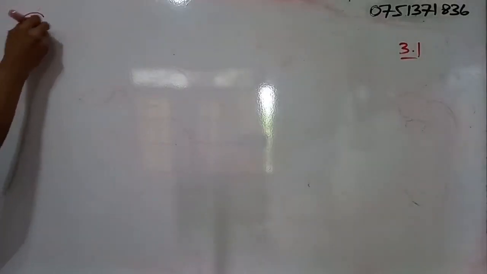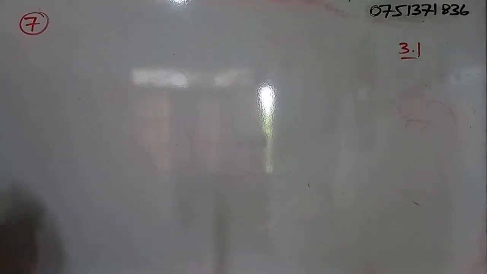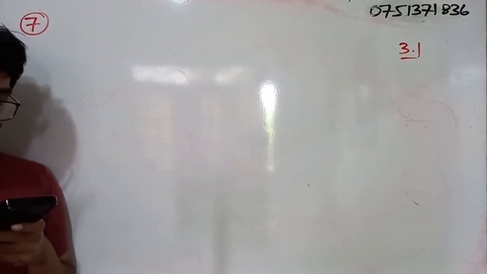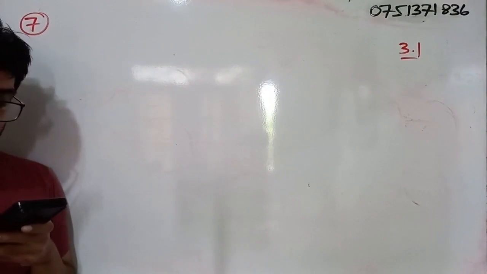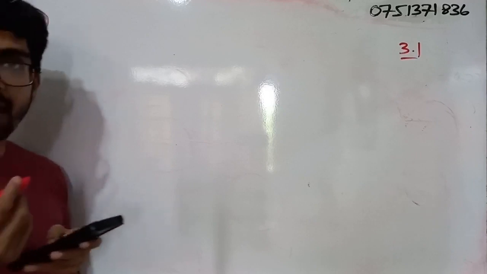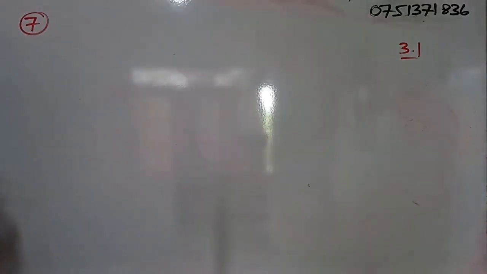Right. Question number 7. Black pepper and cloves have been cultivated in 7/8 of a plot of land. Black pepper has been cultivated in 450 square meters while cloves has been cultivated in 1/4 of the land. And under that we have 3 parts. So first part, what is that? The fraction of land on which black pepper has been cultivated.